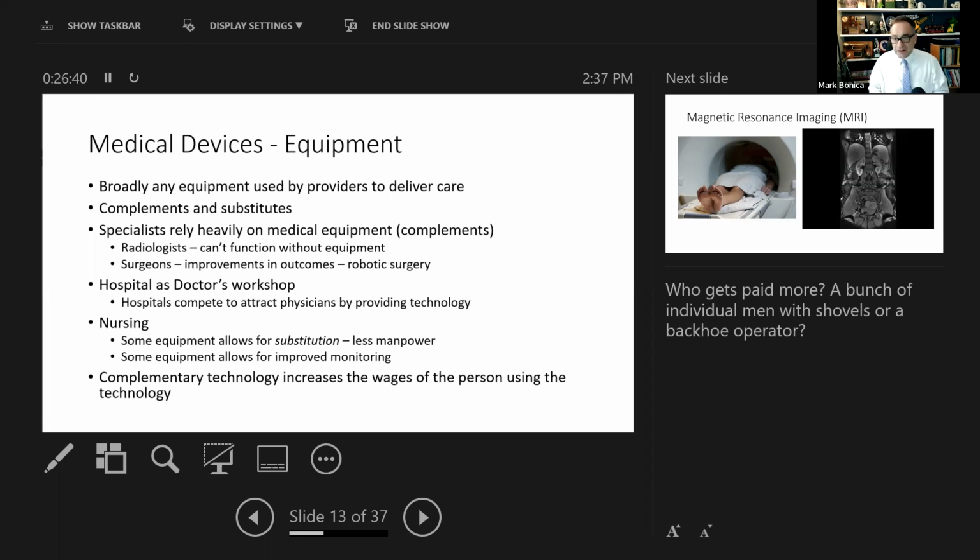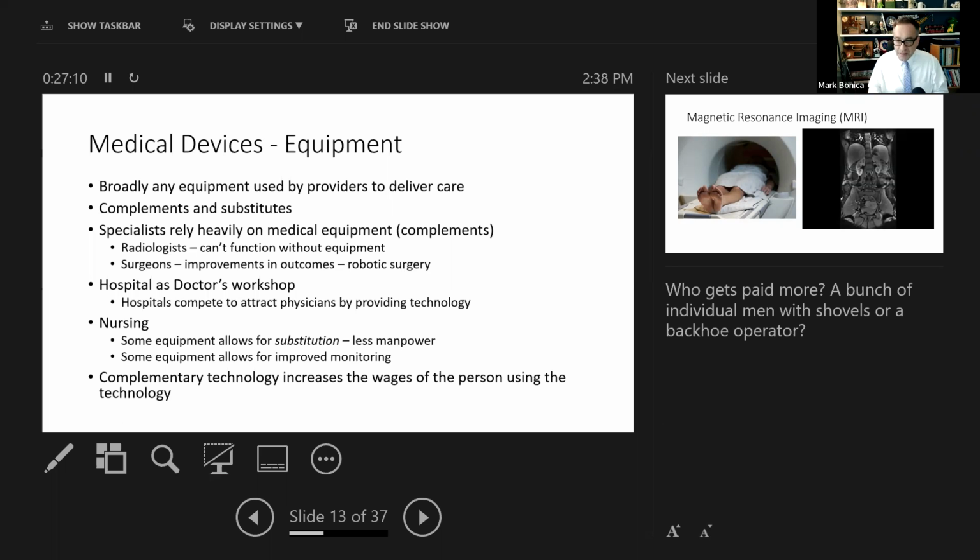We are at this point not seeing fewer surgeons as a result of having the robots, but we do have better outcomes. So I would rather have a surgeon using a robot, assuming the surgeon is properly trained on the robot. So, complements.